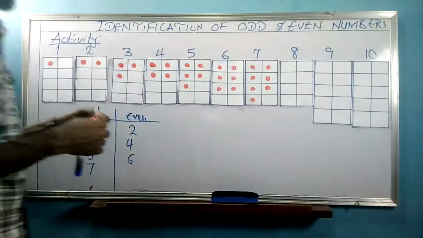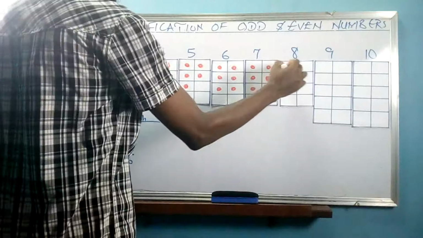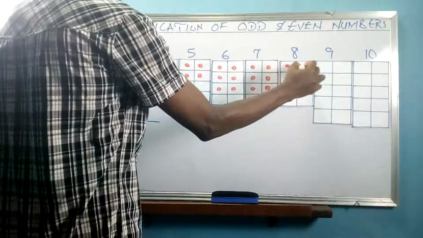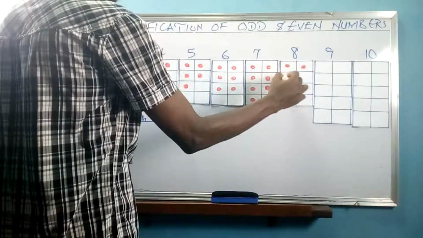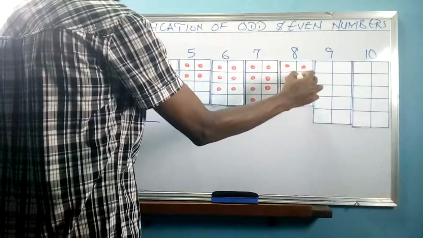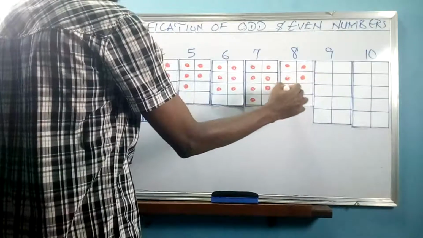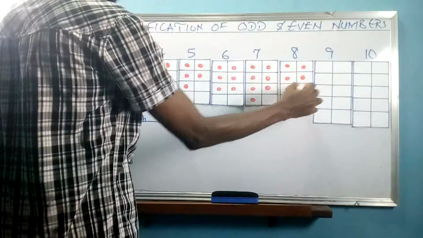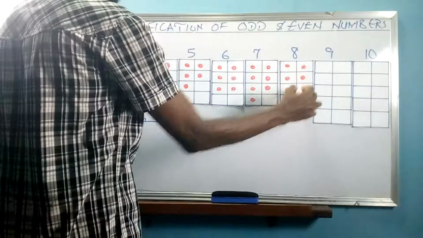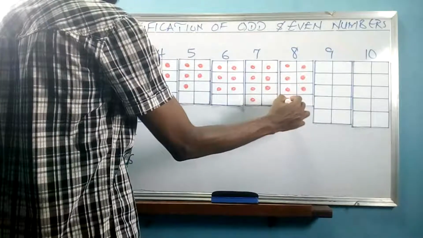Let's go to 8 now. Let's go and try 8. Let's go and check. 1, 2, 3, 4, 5, 6, 7, and 8.